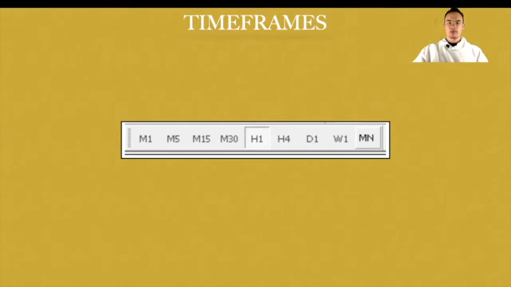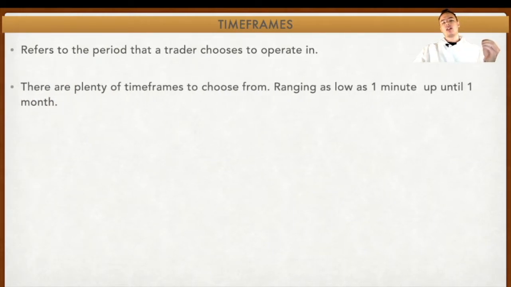Time frames refers to the period that a trader would choose to operate in. There are plenty of time frames to choose from. TradingView even offers 1 second time frames, but the common ones are from 1 minute up until 1 month. So you get 1 minute, 5 minute, 10 minute, 15 minute, 30 minute, 1 hour, 2 hour, 4 hour, daily, weekly, monthly.